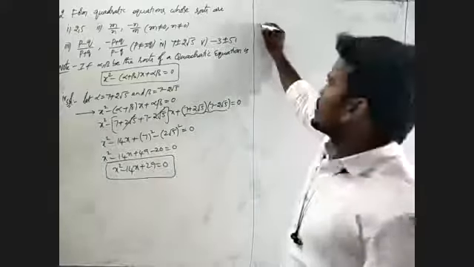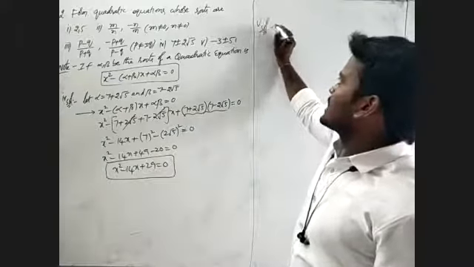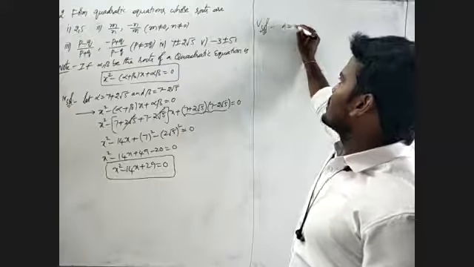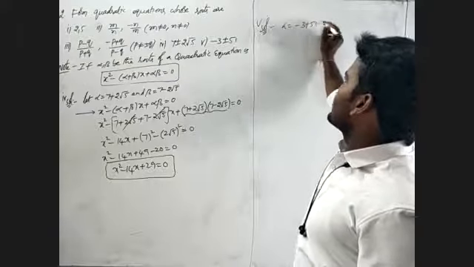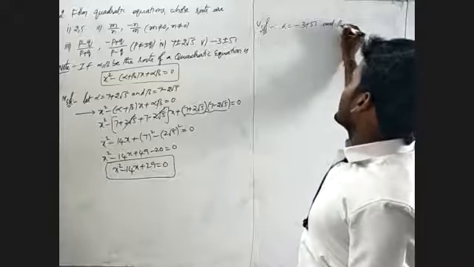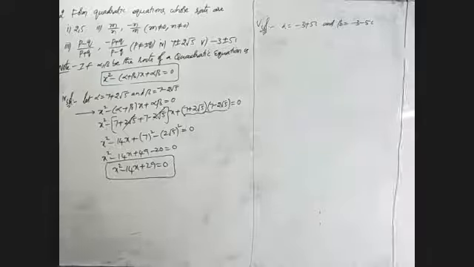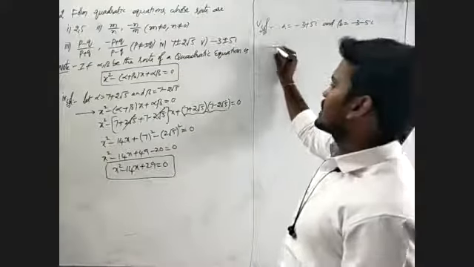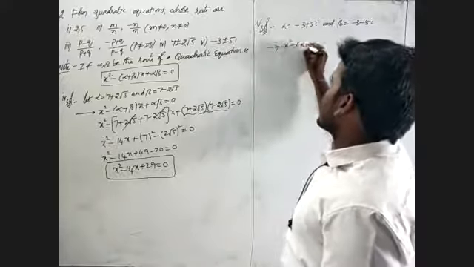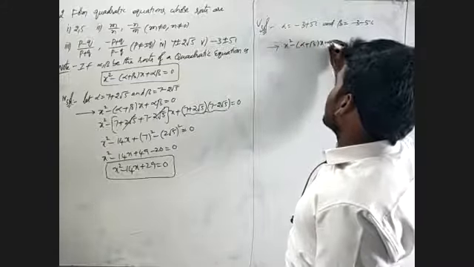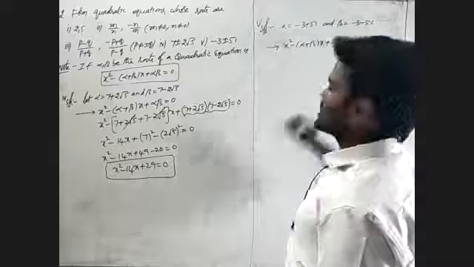Finally, now I am going to the fifth one. I will take the two roots: alpha is equal to minus 3 plus 5i and beta is equal to minus 3 minus 5i. Let alpha, beta be the roots of a quadratic equation, which is x square minus (alpha plus beta) into x plus alpha beta is equal to 0.